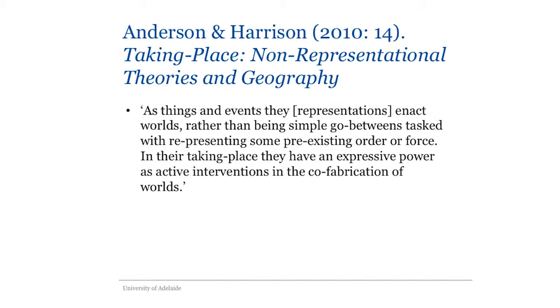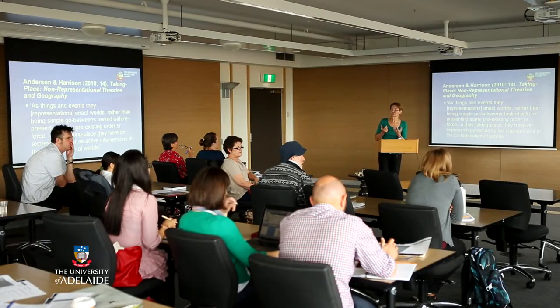They say, as things and events, they, representations, enact worlds. Right? So you see that language of enactment there, and worlds, rather than being simple go-betweens tasked with representing some pre-existing order or force. Okay, so they're not just go-betweens between there's the real and here's representation. In their taking place, that term taking place, as you can see, appears in their title, they have an expressive power as active interventions in the co-fabrication of worlds. Right? So representations, therefore, are political interventions. And I do like that phrase, the co-fabrication of worlds.